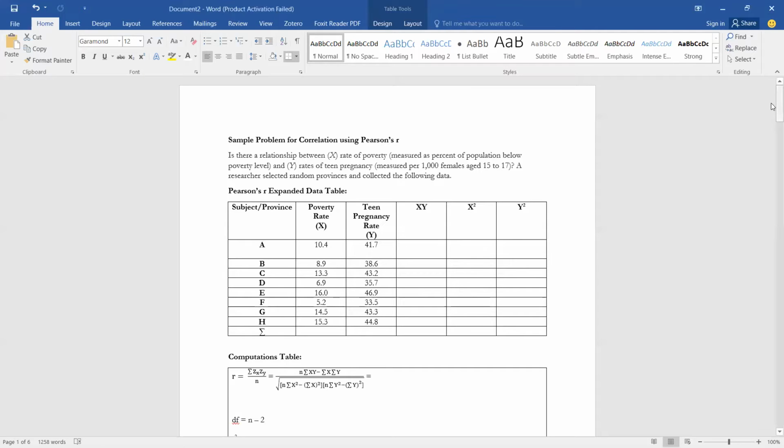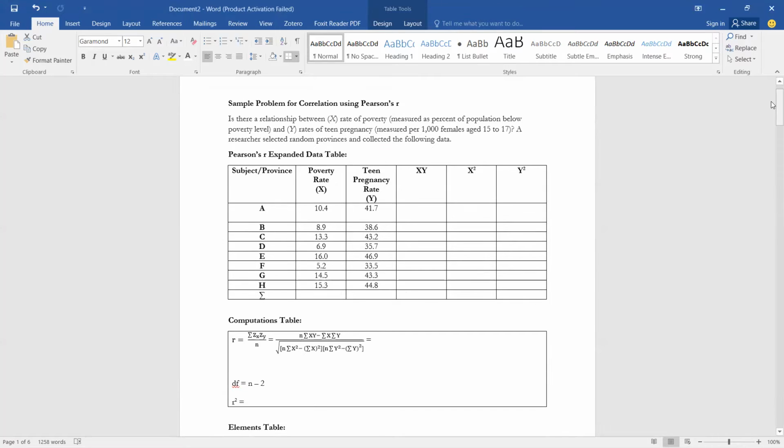All right, so we're back. The first one is a problem that will involve Pearson's R: the relationship between poverty rate and teenage pregnancy rate. The problem has already classified poverty rate as X, while teenage pregnancy rate is Y. This is how a Pearson's R expanded data table will look like, and I provided you this in the email, in the Google Drive and course site.